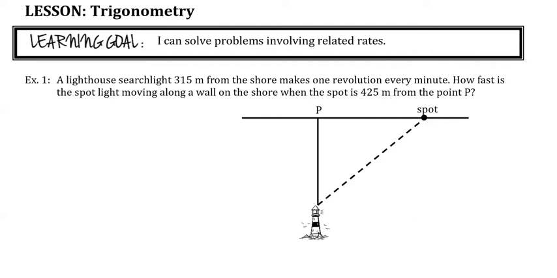A lighthouse, searchlight, and like visualizing, thinking about what's actually happening here is going to be important. A lighthouse searchlight 315 meters from the shore makes 1 revolution every minute. How fast is the spotlight moving along a wall? So this is the wall. There's the spotlight. When the spot is 425 meters from point P, and point P is the point that is like at a right angle directly across to the searchlight, right? That's the idea there. So this is a right triangle.